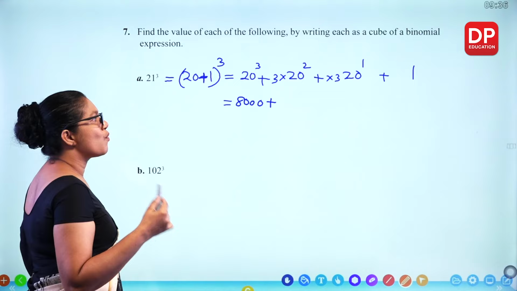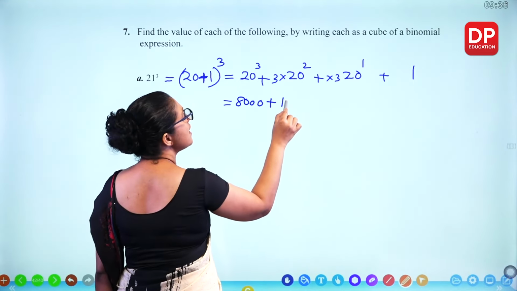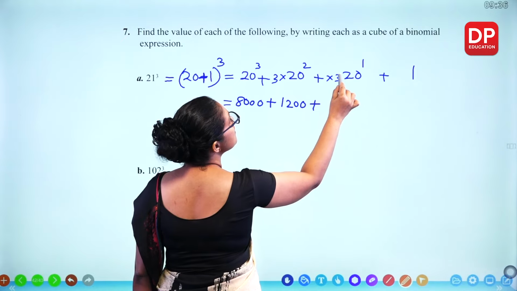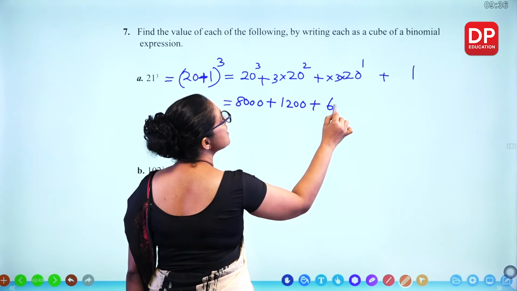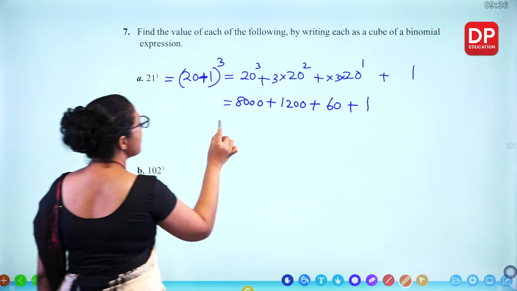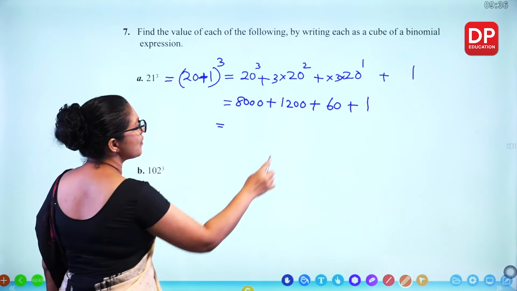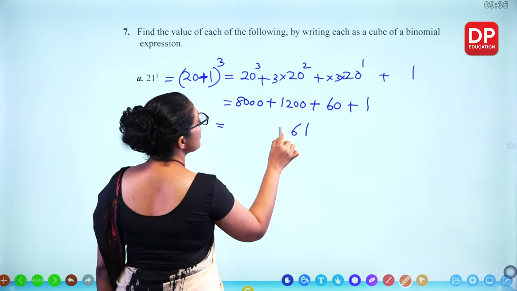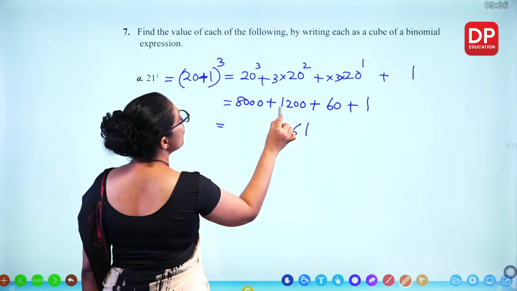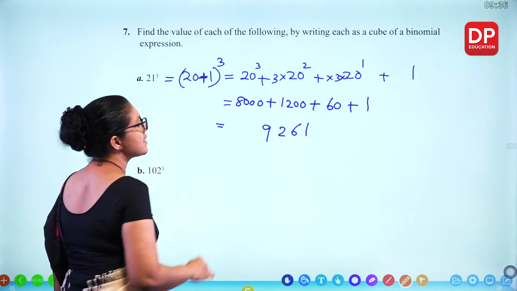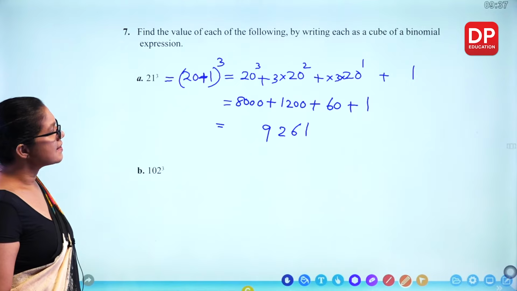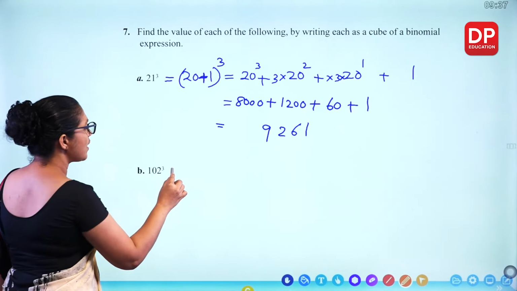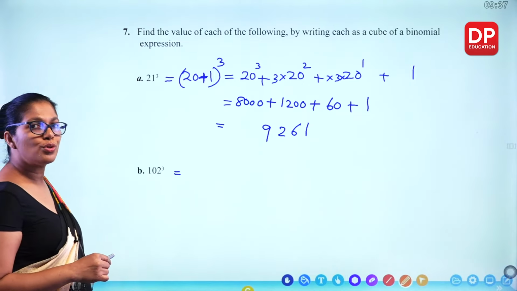20 times 20, 400. 400 times 3, 1,200. This one, 3 times 20, you get 60. And then 1. So what's the answer? 1 is there. 6, 2, 1 and 8, you get 9. So the answer is 9,261. How can we write down 102?